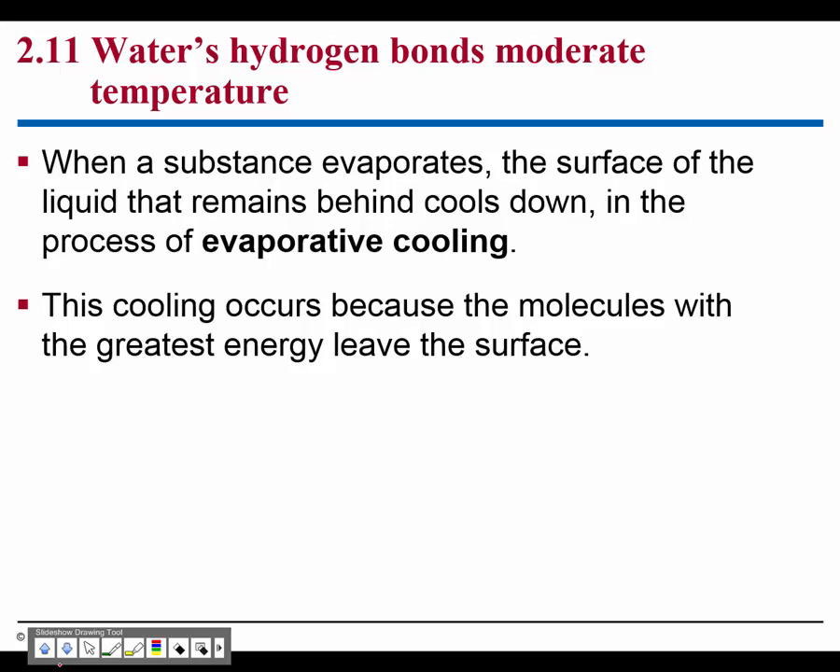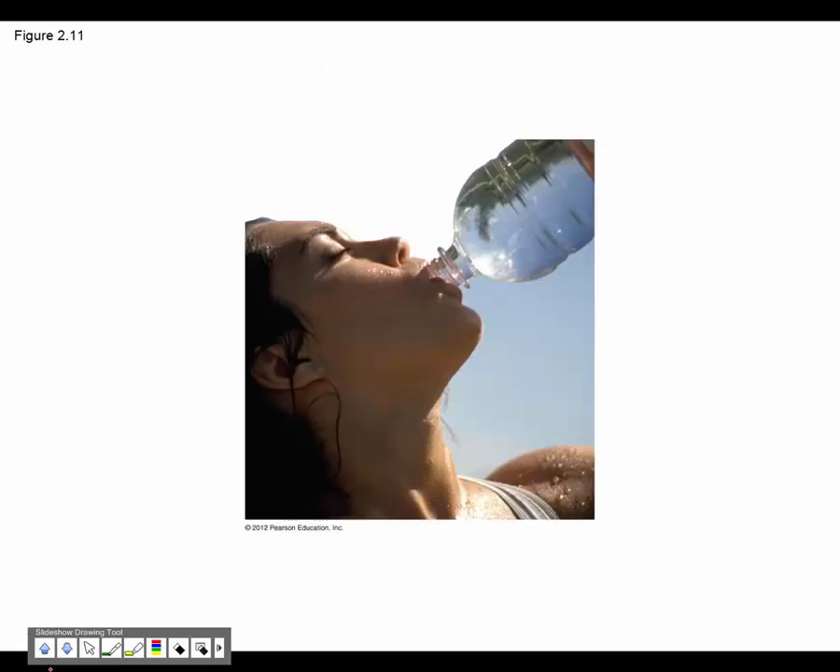Speaking of getting out of the shower and the water cooling down, when a substance evaporates, what remains behind cools down, and that's what we call evaporative cooling. Sometimes houses in the desert use evaporative cooling to cool the temperature of the air. It occurs because the molecules with the greatest energy leave the surface. This helps explain why when you spill water on your desk, you come back the next day and it's gone, even though it was never more than maybe 70 degrees in that room.